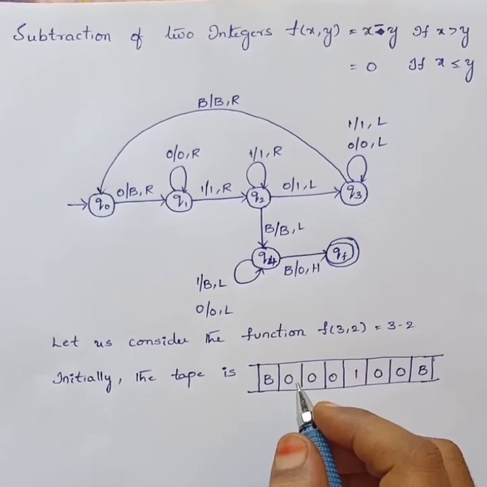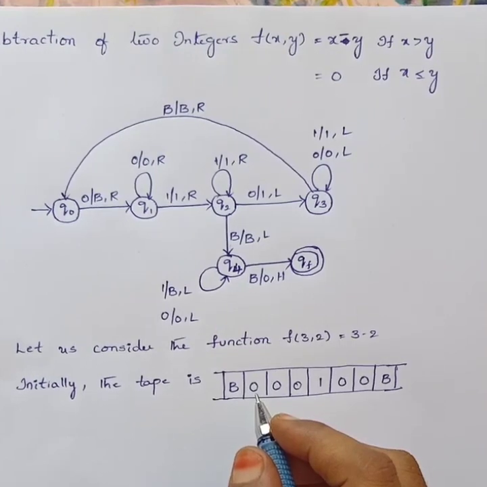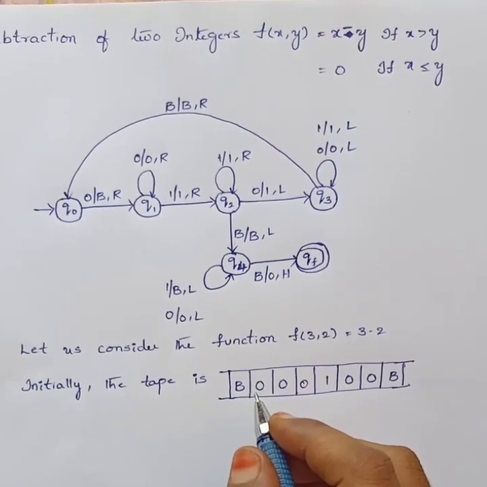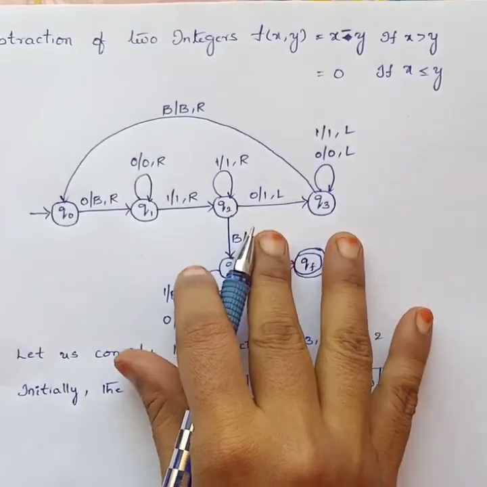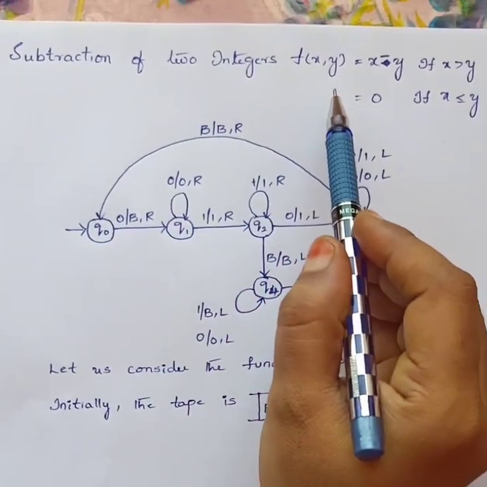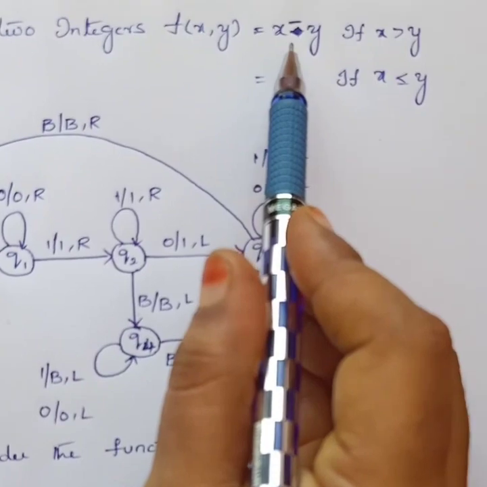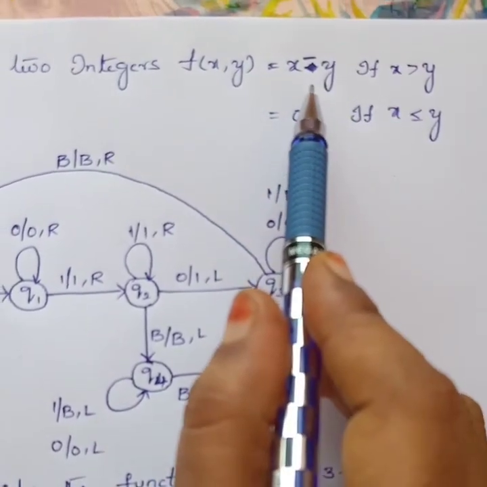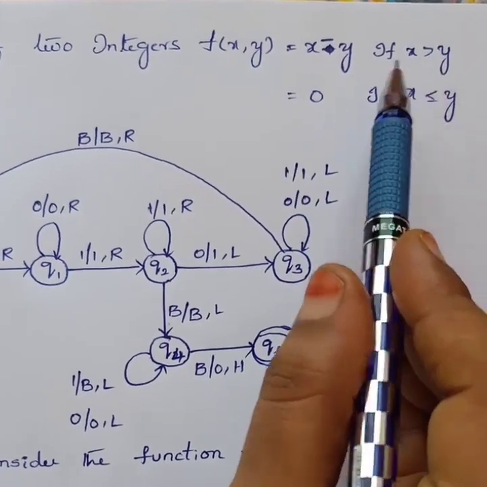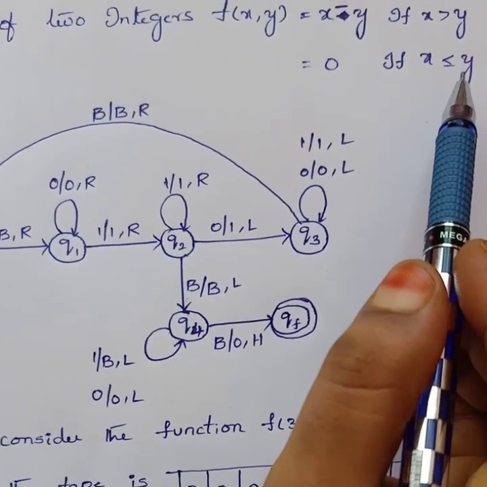Hi viewers, in the last class I discussed the Turing Machine as an integer function, and I also discussed an example for performing addition. Now today I am going to explain the problem regarding subtraction of two integers, that is f of x comma y is equal to x minus y. Here we get the result x minus y if x is greater than y, or else we get 0 if x is less than or equal to y.